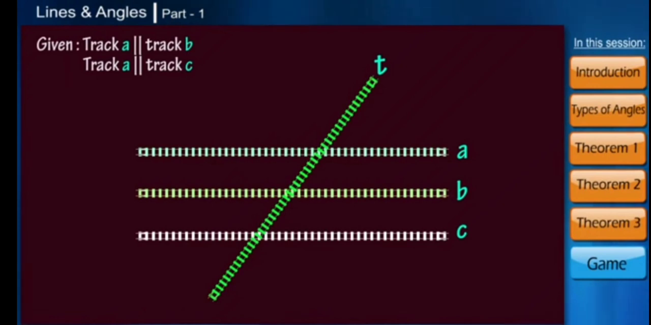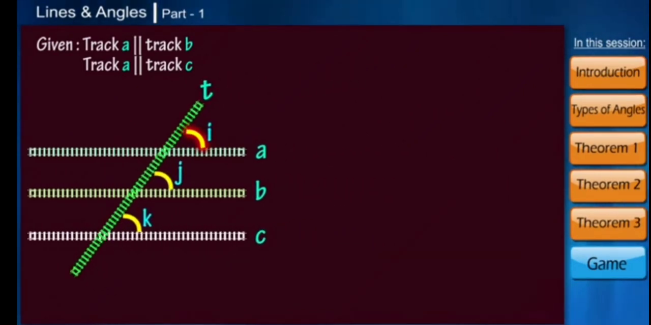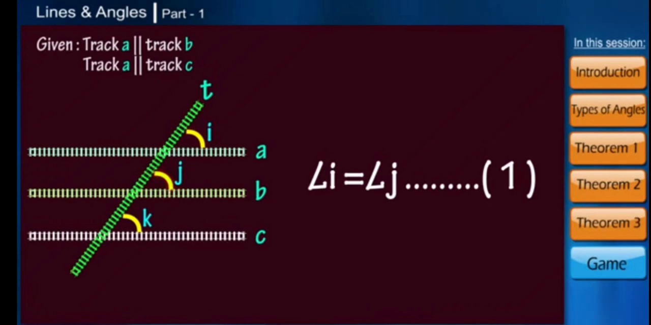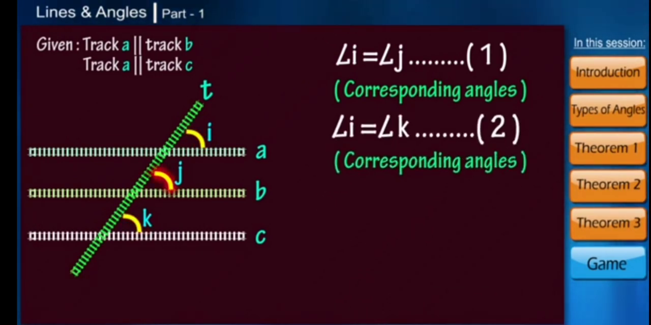Now, we can consider track T as a transversal, which will form corresponding angles. So, angle I will be equal to angle J because they are corresponding angles. Now, because track A and track B are parallel, the corresponding angles will be equal. And the same is true for angle I and angle K. So from 1 and 2, we can say that angle J is equal to angle K.